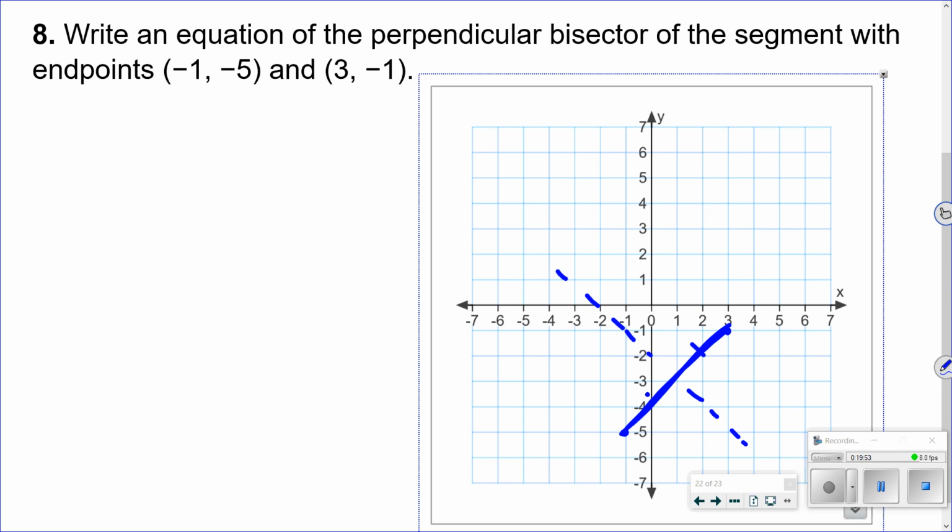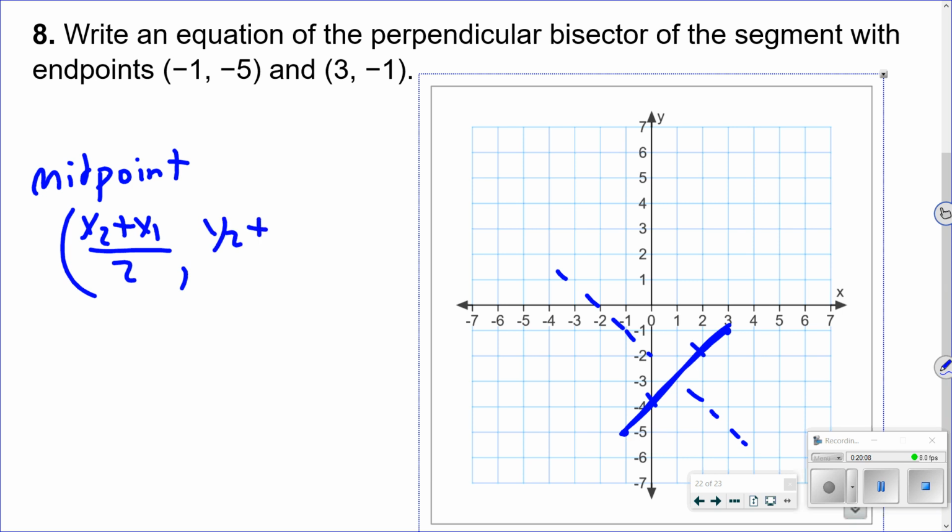That means I got to find the midpoint. Okay, I gave you that midpoint formula on the last video, but the formula is x2 plus x1, or x1 plus x2, it doesn't matter, and y2 plus y1, all divided by 2. So let's find that midpoint. If I add my two x's together, negative 1 plus 3 divided by 2, negative 1 plus 3 is 2, 2 divided by 2 is 1. So this is my midpoint.